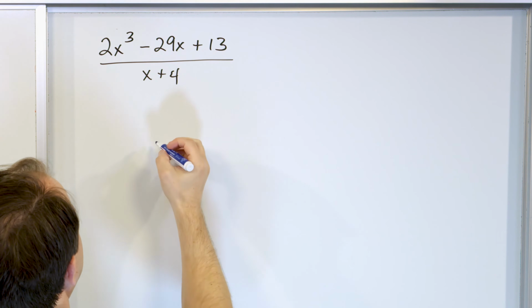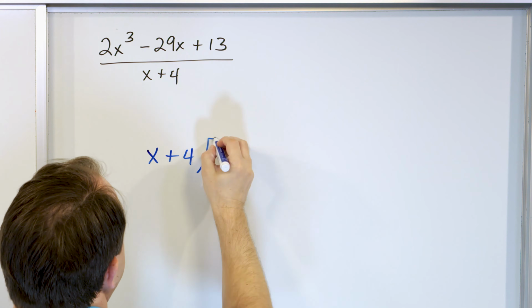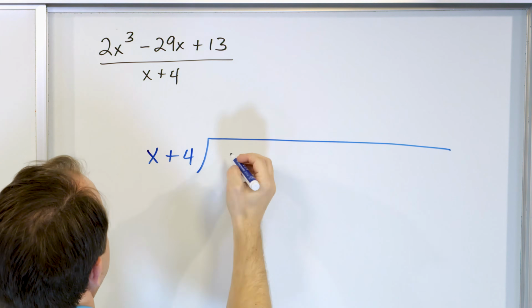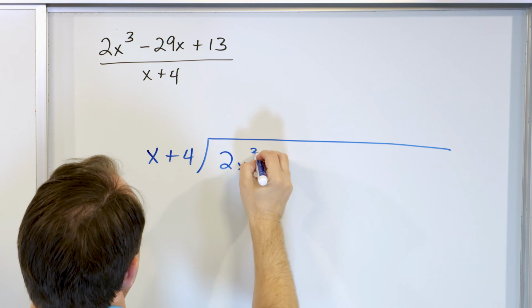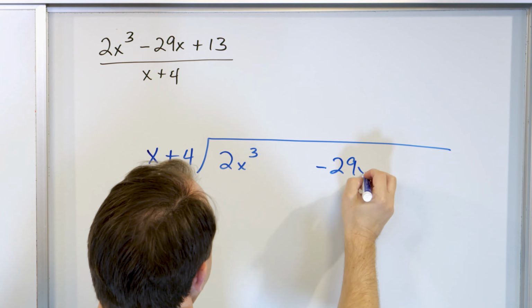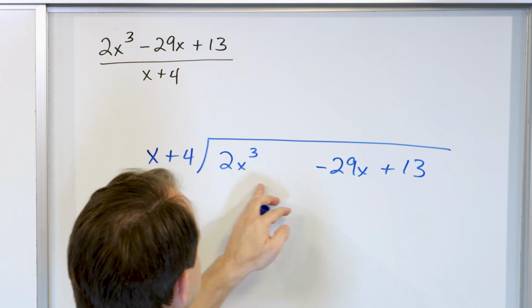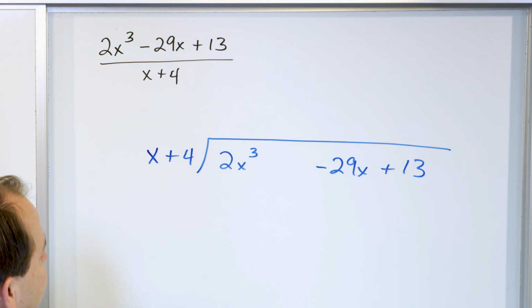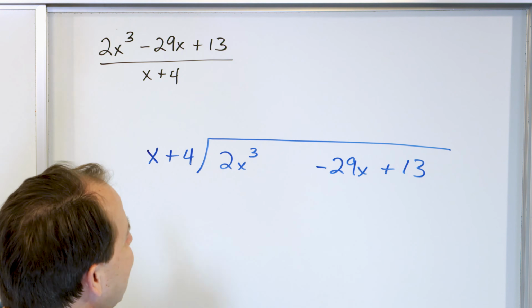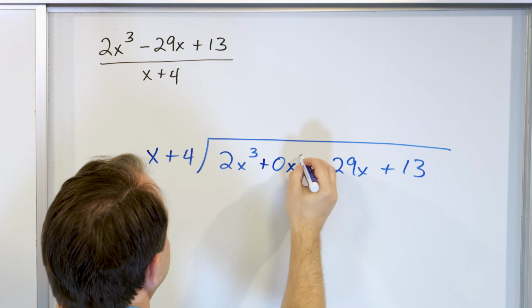A lot of students will write it like this. They'll say, we're dividing by x plus 4, and they'll build their little house there, and they'll write it down just like it's written, 2x cubed. I'm going to skip a little space here. They'll say like 29x plus 13. You can kind of pretend this is all written together. They'll just kind of write the polynomial out exactly as it's written there. You will not get the right answer doing this process without putting a 0x squared here.